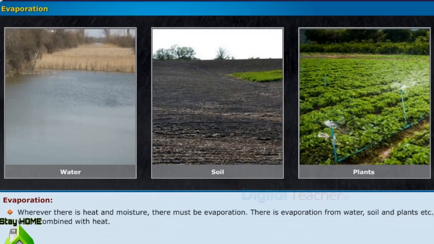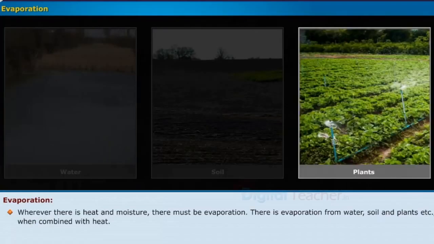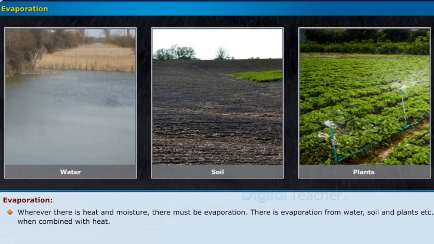Wherever there is heat and moisture, there must be evaporation. There is evaporation from water, soil and plants, etc., when combined with heat. Evaporation speeds up with rise in temperature.